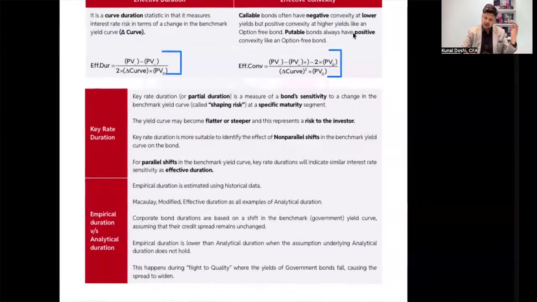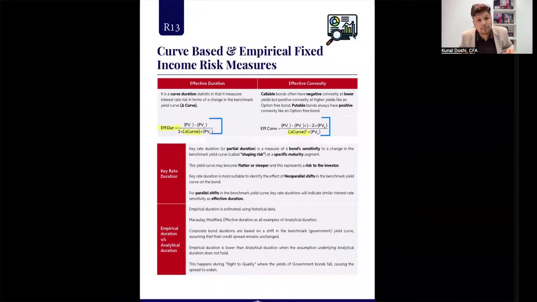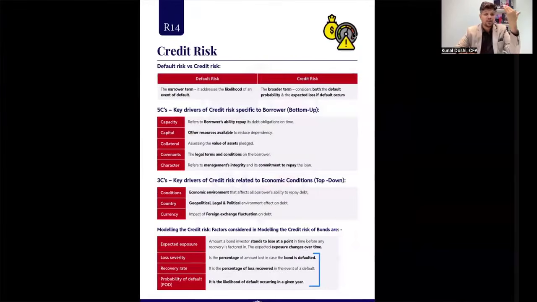Check, confirm. Effective duration, effective convexity, only that in the numerator, everything is the same. In the denominator, we just do change in curve. They are used for option embedded bonds. Key rate duration doesn't have a formula. Empirical duration is past. All the durations that we measured are called analytical duration. All the different types of duration that you calculated are called analytical duration.